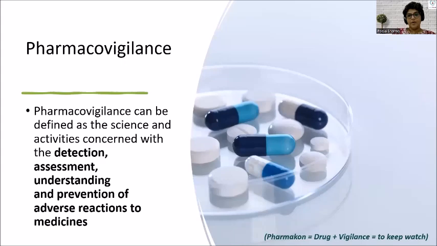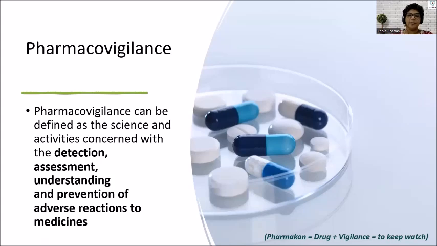Now let's talk about pharmacovigilance. After a drug is already in the market, we are doing post-marketing surveillance, we are doing post-marketing trials, and we are doing something called pharmacovigilance. Pharmacovigilance is defined as the science and activities concerned with detection, assessment, understanding, and prevention of adverse reactions to medicine. So any drug can have what is called an adverse drug reaction. That means something which is not nice. Adverse means not nice. That can happen to a patient after the drug has been given to the patient.